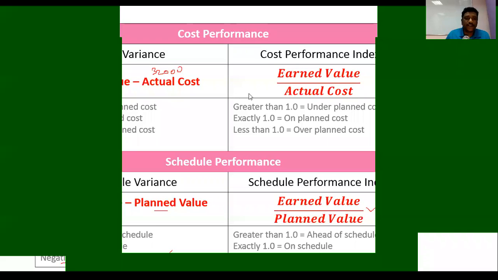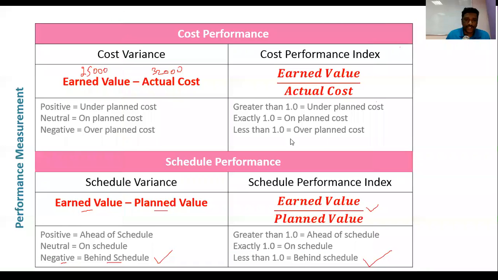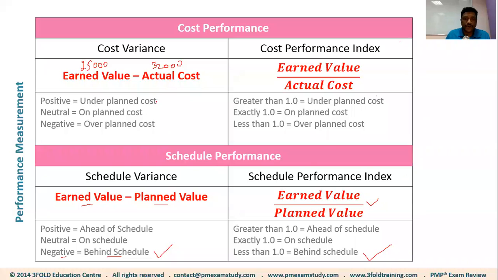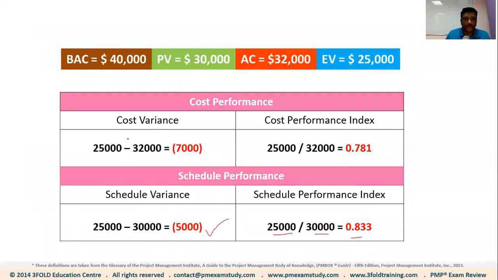Project schedule will tell you how many days you are behind the schedule. Okay, right? So here we go. Cost variance negative 7,000, CPI 0.781, schedule variance negative 5,000, SPI 0.833. Okay, so these are the 4 formulas we have for performance measurement.